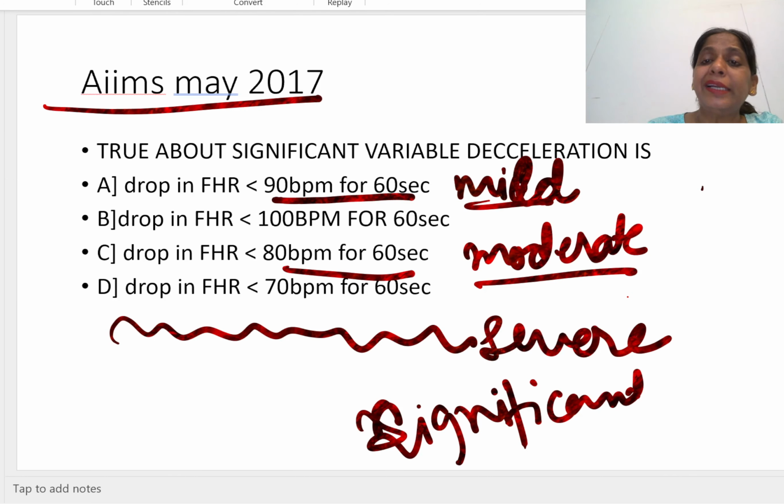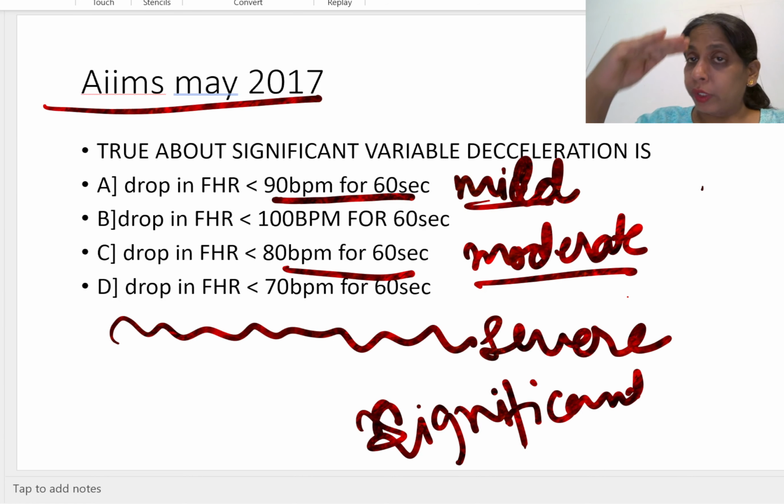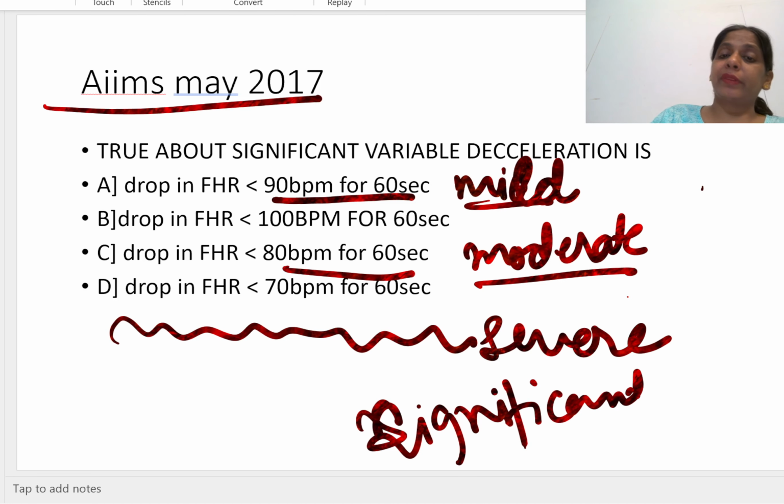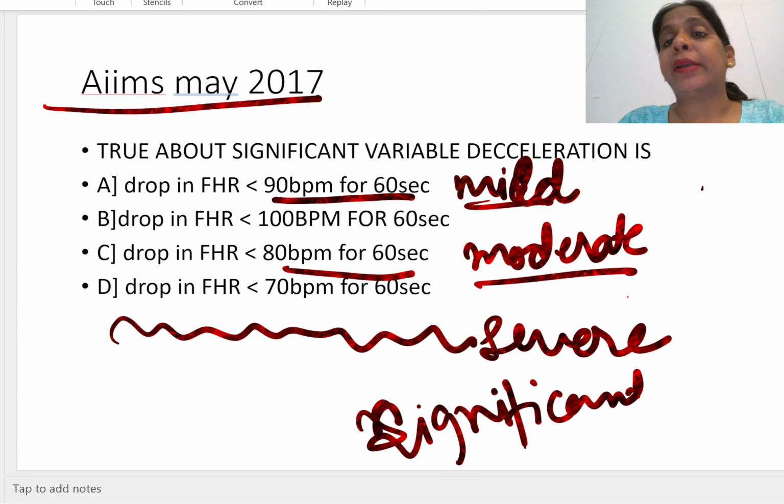Okay, what is mild variable deceleration? The fetal heart rate is falling less than 90 for 60 seconds. And what is moderate? Moderate is when the fetal heart rate is going below 80 beats per minute for 60 seconds. And if the fetal heart rate is going below 70 beats, then it is a severe and significant variable deceleration. This variable deceleration is going to affect the fetal outcome. So that is why it was asked in AIIMS May 2017.